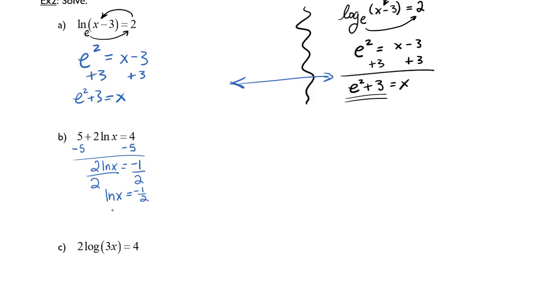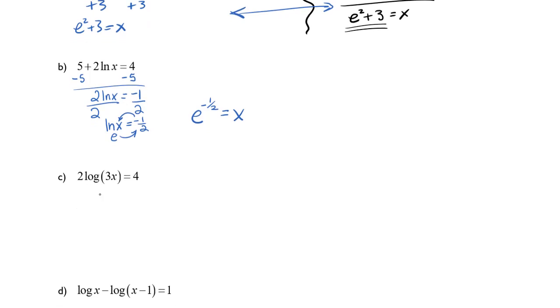I could either say e raised to the negative 1/2 equals x, or I could exponentiate both sides and just say x equals e to the negative 1/2. You get the same exact answer. So we'll say e to the negative 1/2 equals x.